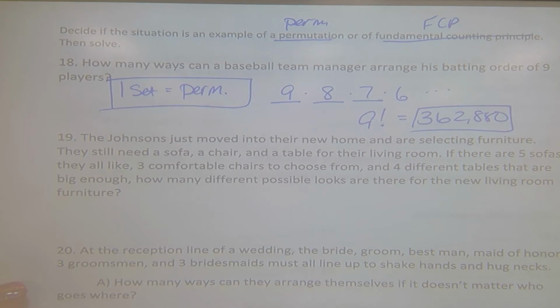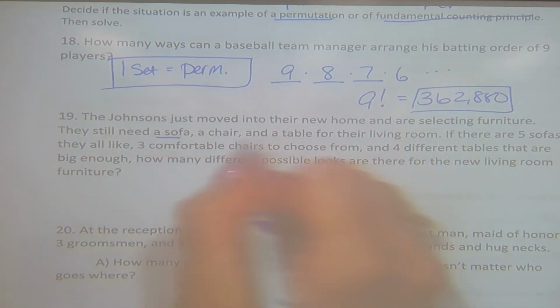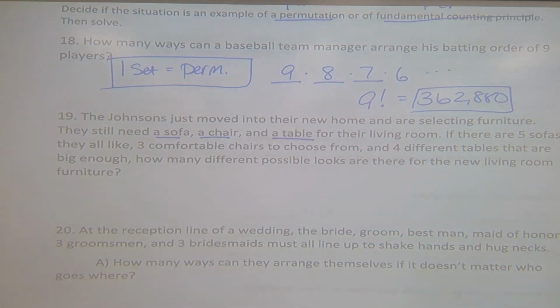All right, number 19. The Johnsons just got a new house and they're picking out furniture. Now, they don't need a lot, but they still need a sofa, a chair, and a table for their living room. There are 5 different sofas they all like, 3 comfortable chairs to choose from, and 4 different tables that are big enough. How many different possible looks are there for the new living room furniture?